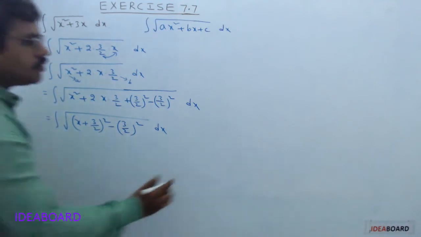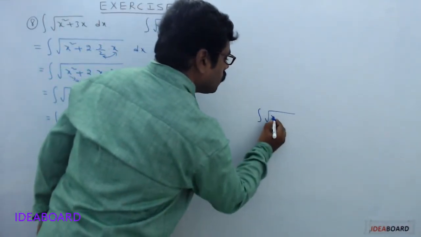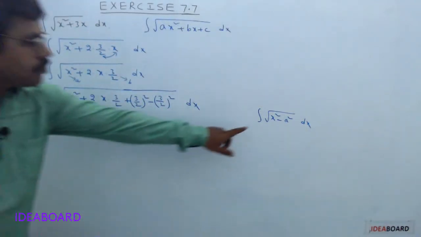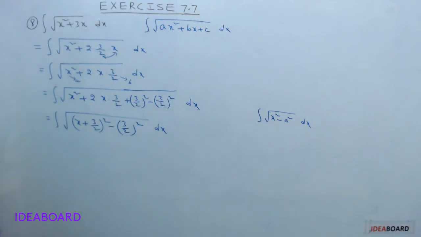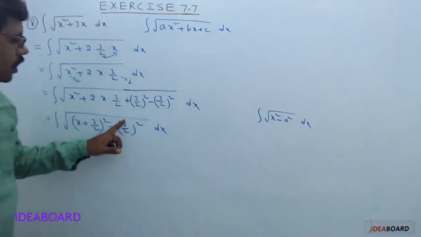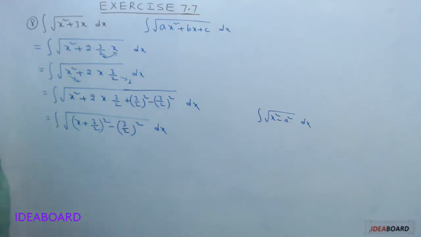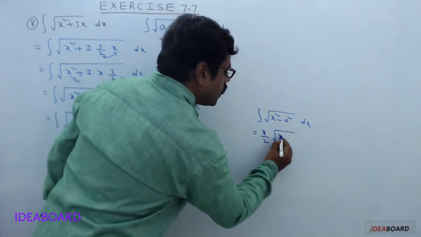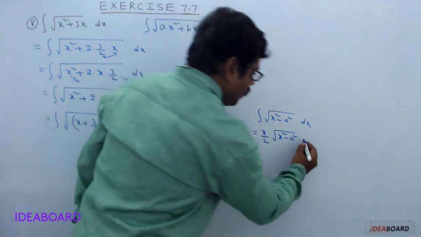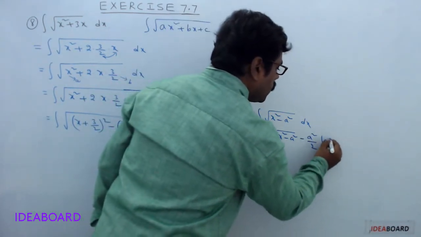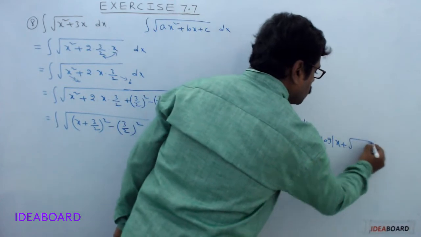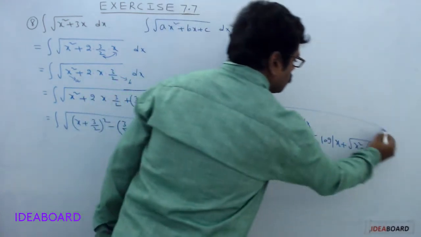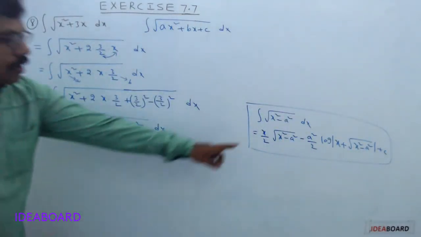Now, this term is of the form integral square root of x square minus a square dx. In place of x, x plus 3 by 2 will be there. In place of a constant term, 3 by 2 will be there. What is its formula? It is x by 2 into square root of x square minus a square minus a square divided by 2 into log mod of x plus square root of x square minus a square plus a constant c. Now apply this formula.